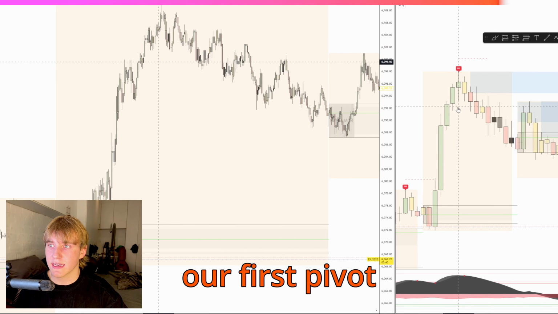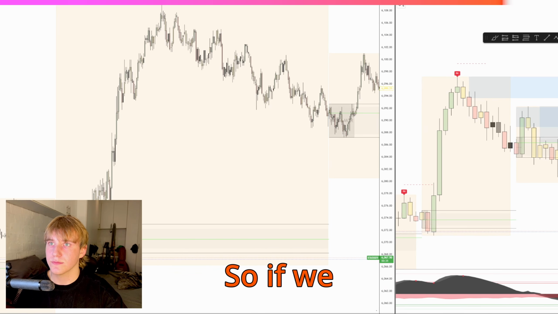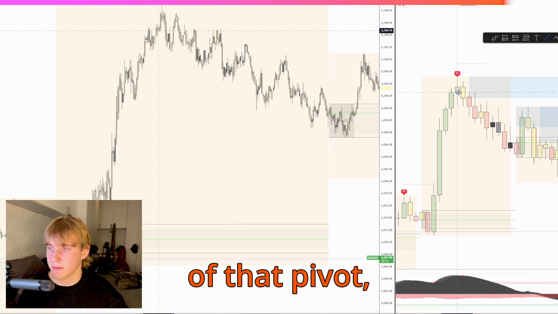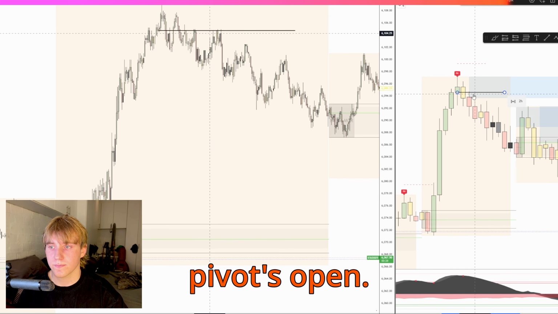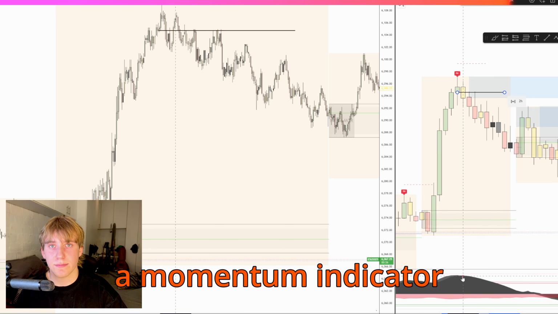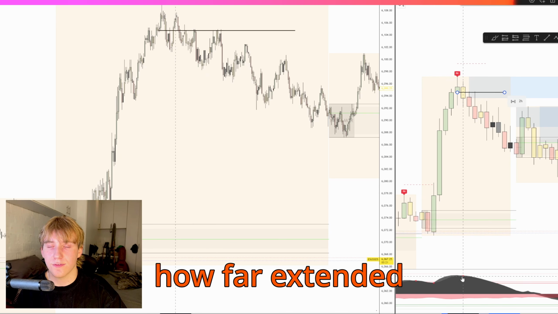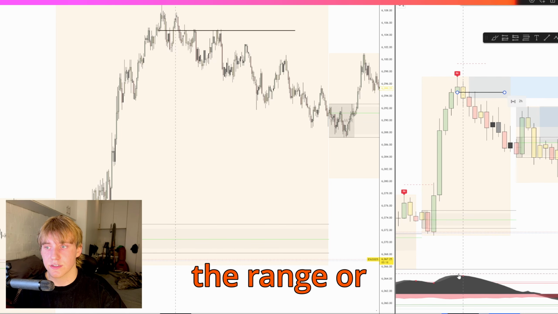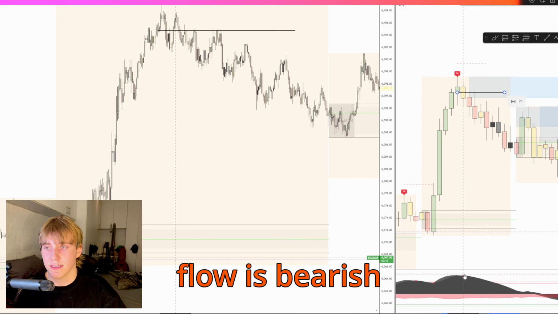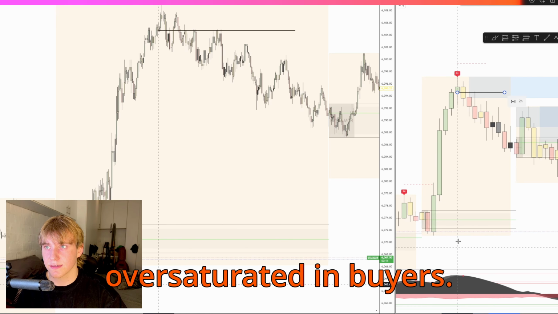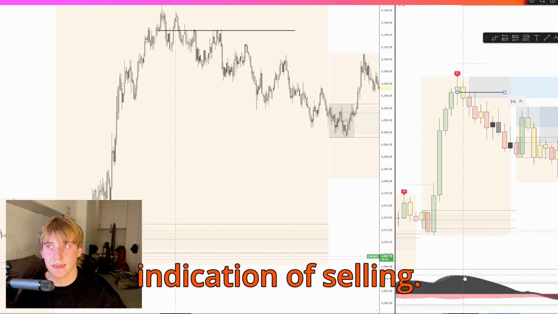So we can see that we get our first pivot on New York AM right around this point. So if we had to draw out the open of that pivot, we can see price pulling back and reacting from that same pivot open. And then just below that, we have a momentum indicator that is going to help us identify where money flow is sitting and how far extended the range or buyers would be comparative to the money flow. So we can see money flow is bearish and we can see it's oversaturated in buyers. And then we have a crossover literally on that next candle giving us an indication of selling.